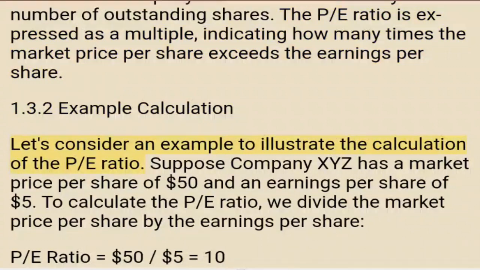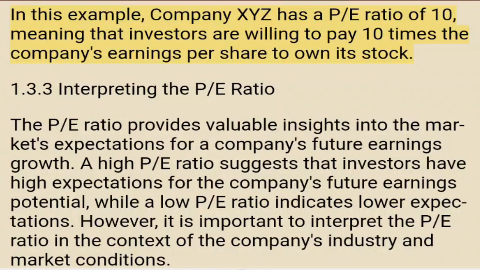1.3.2 Example Calculation. Let's consider an example to illustrate the calculation of the P/E ratio. Suppose company XYZ has a market price per share of $50 and an earnings per share of $5. To calculate the P/E ratio, we divide the market price per share by the earnings per share. P/E ratio equals $50 divided by $5 equals 10. In this example, company XYZ has a P/E ratio of 10, meaning that investors are willing to pay 10 times the company's earnings per share to own its stock.